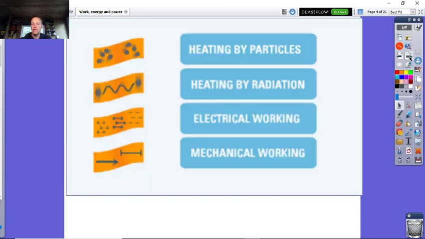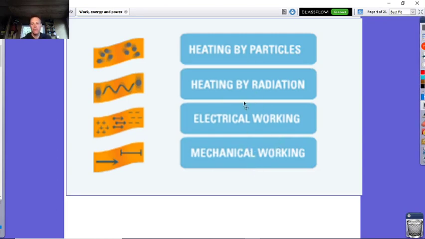To show you this in an example, these stores can be transferred by four different mechanisms. Heating by particles, what I'm on about is conduction. Heating by radiation, and you can argue convection comes in there too. Heating by radiation is all the idea of light. If you're staring at the screen now, you've got energy being transferred from the computer screen, like I said before, into your eye. It's still heating by radiation.